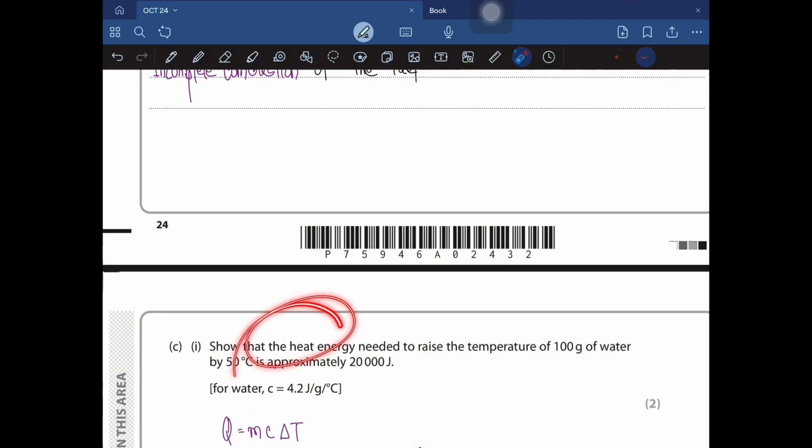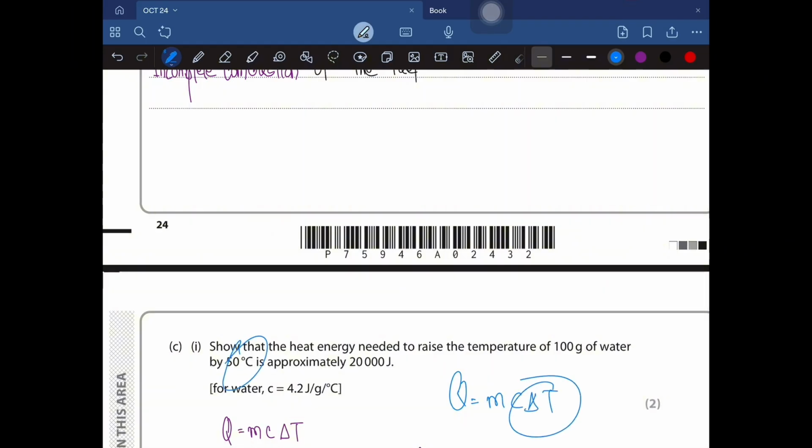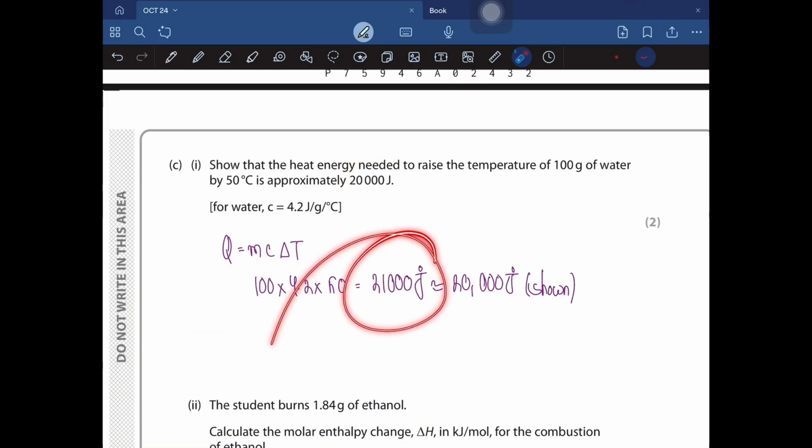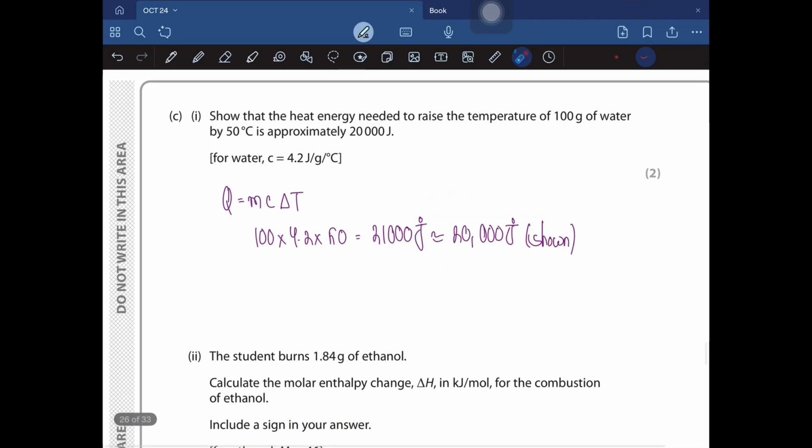Show that the heat energy needed to raise the temperature of 100 gram of water by 50 degrees Celsius is approximately this. How do you find the energy? Q equals m c delta T. You have delta T, that is 50, you have the mass of water, that is 100, and you have c, that is 4.2. You equate this into the equation and get a value that should be approximately 20,000. I have done that and I get a value of 21,000 joules, that is approximately 20,000. So, moving on to the next question.